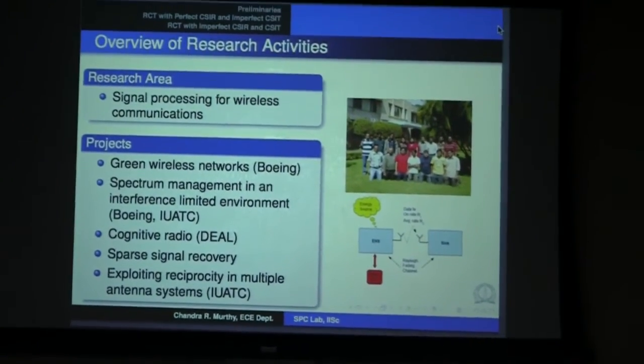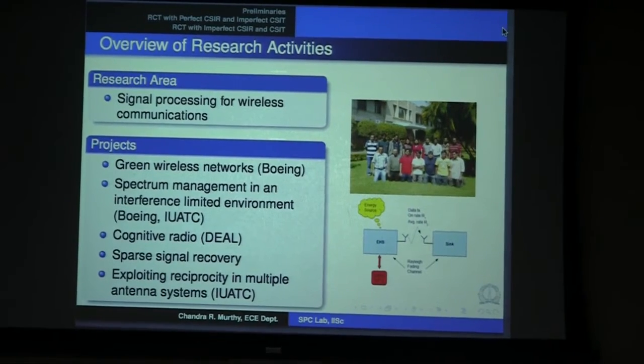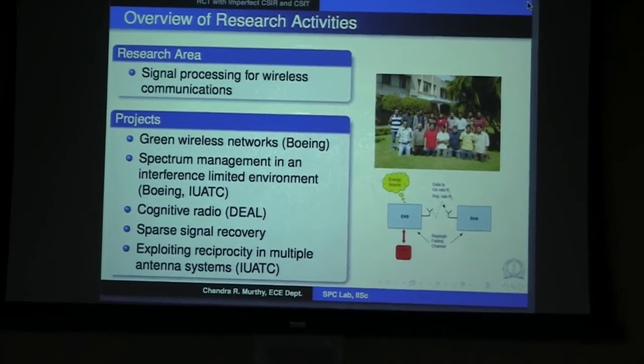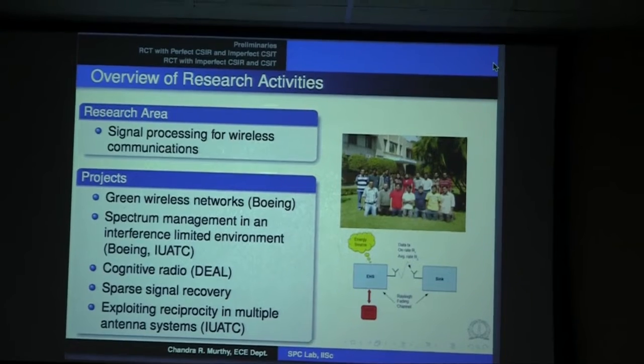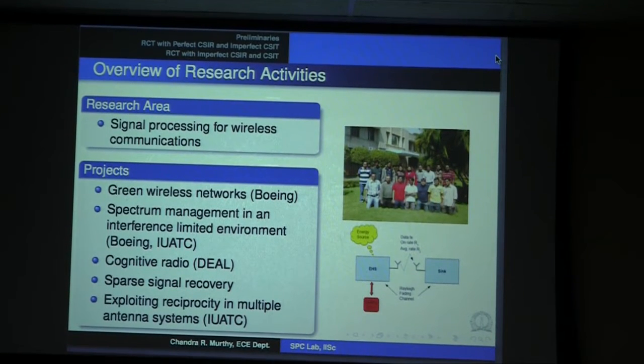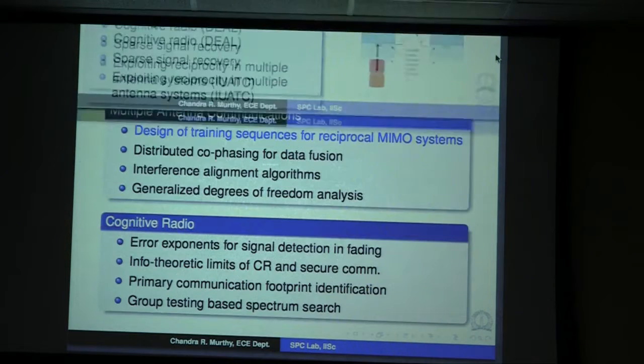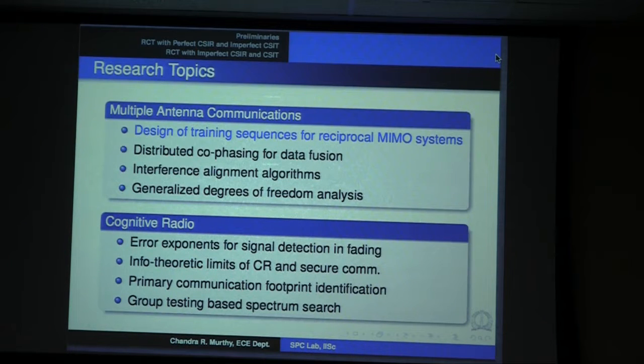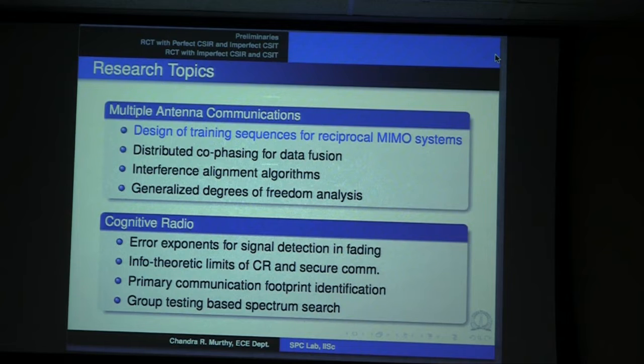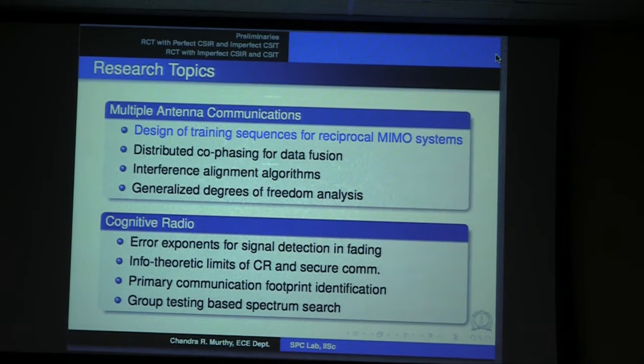Generally, we are working in signal processing for wireless communications, and these are a few of the specific projects that we have. There are two ways to explain what we are doing. One way is to tell you the projects that we are doing, and the second is to tell you the specific research topics or problems that we are looking at. This is a list of projects, but it's a little easier to see what we're doing through the list of topics.